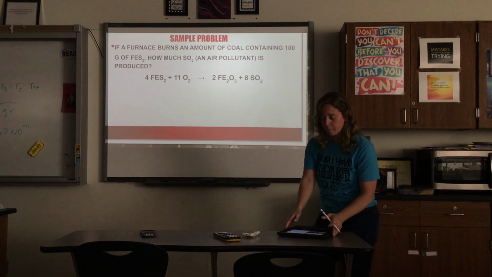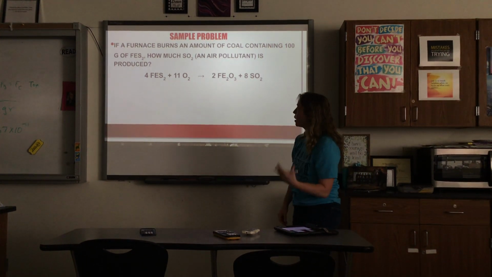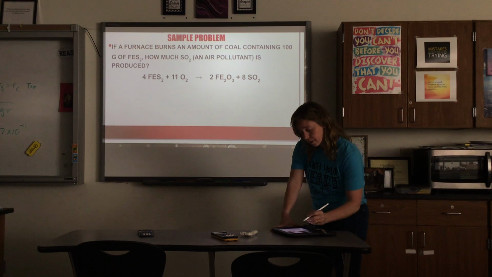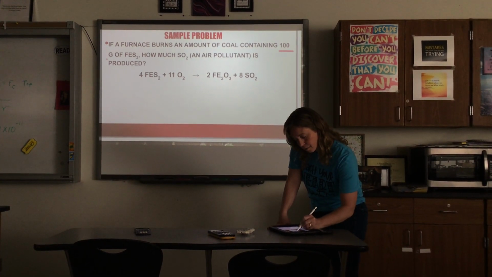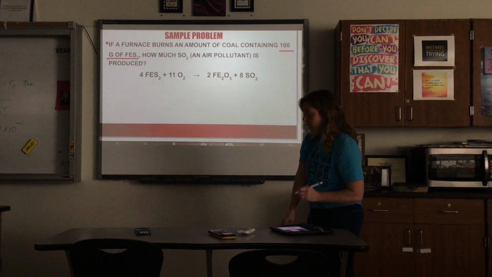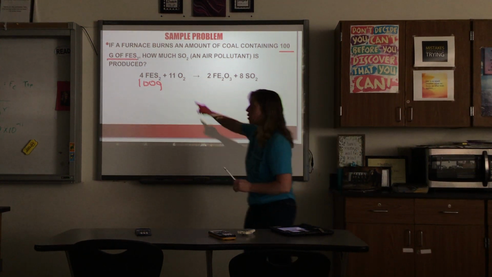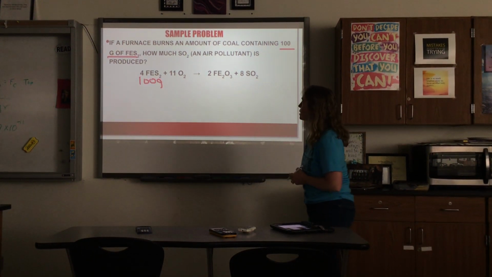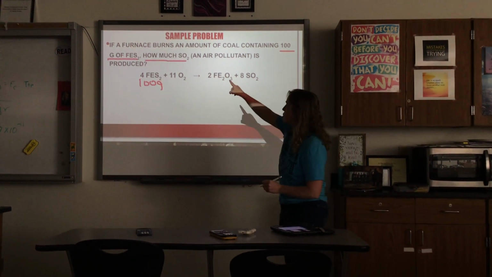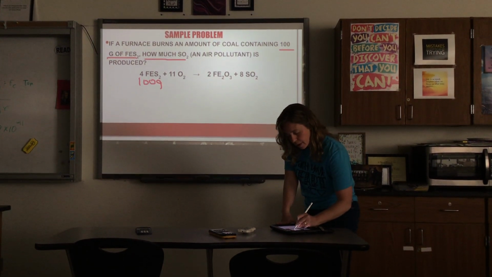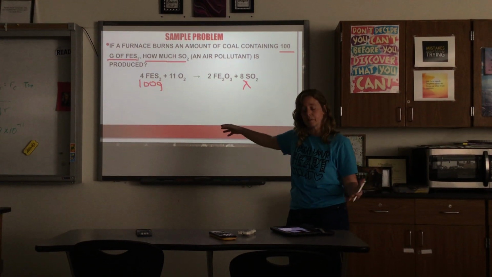So in this problem, I have a furnace that burns an amount of coal containing 100 grams of iron sulfide, FeS2. I'm going to underline 100 grams because this is what I know, and underneath I'm going to write 100 grams. This is what I'm given. Then it says how much SO2 is produced. This is what I'm looking for, so underneath there I'm going to put my X, because that's what I'm trying to find.